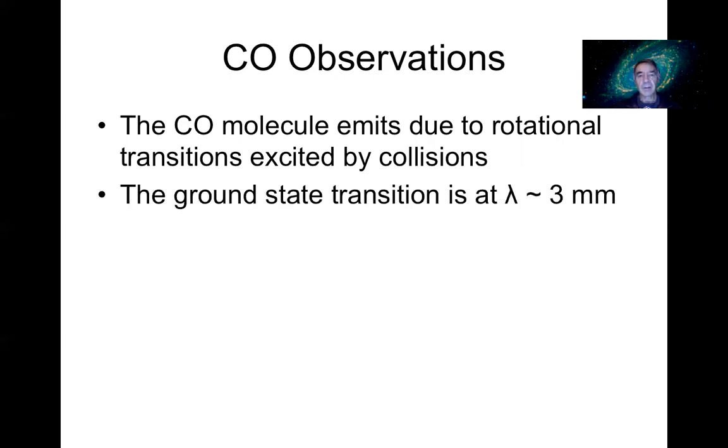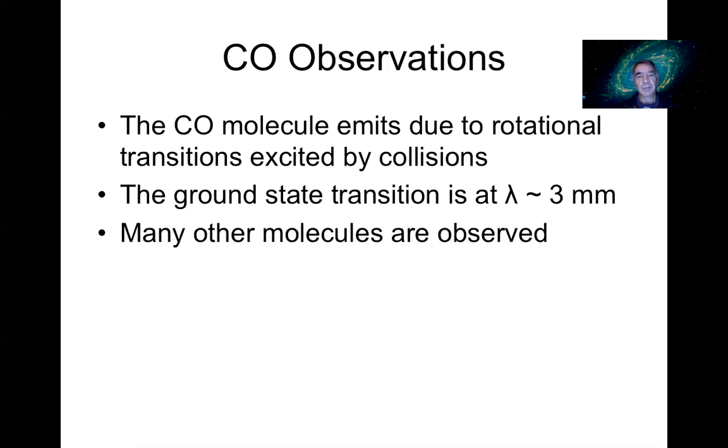And the transition into the ground state of that rotational transition is at a wavelength of 3 millimeters. So this is a part of the electromagnetic spectrum that's in between the infrared and the radio. So it's normally referred to as the millimeter wave part of the spectrum for obvious reasons. And basically the telescopes operating at these wavelengths are very similar to radio dishes, just with better surfaces.